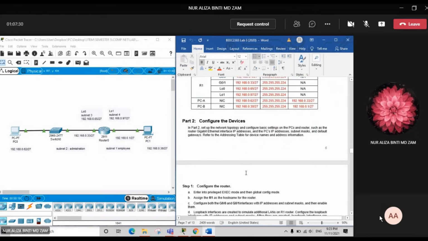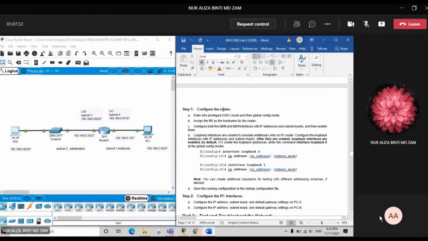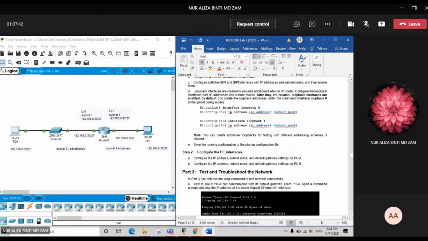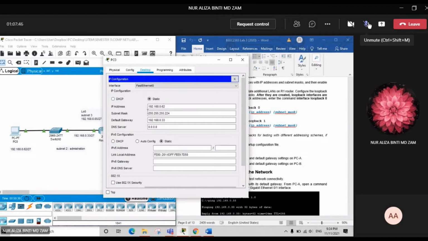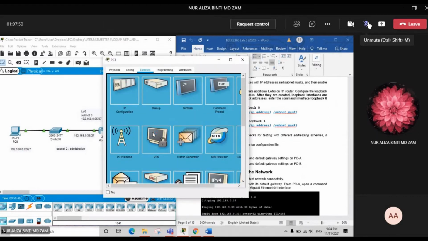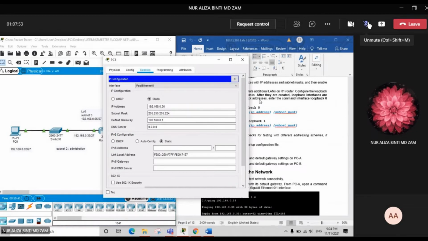Okay, for step 1, configure the router. We have to configure the router for G0/0, G0/1, loopback 0 and loopback 1. And then for step 2, we have to configure the PC interface. This is the IP configuration for PCA, and this is the IP configuration for PCB.